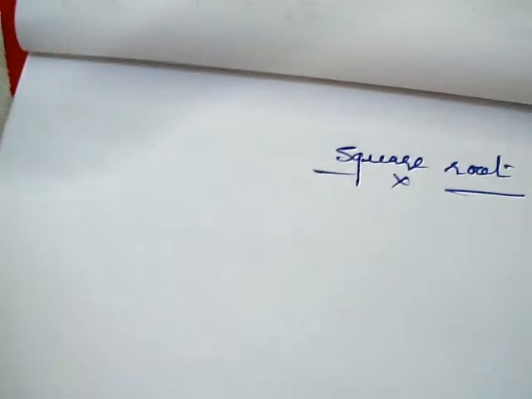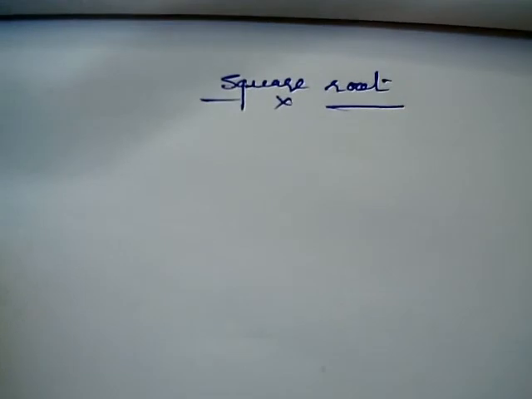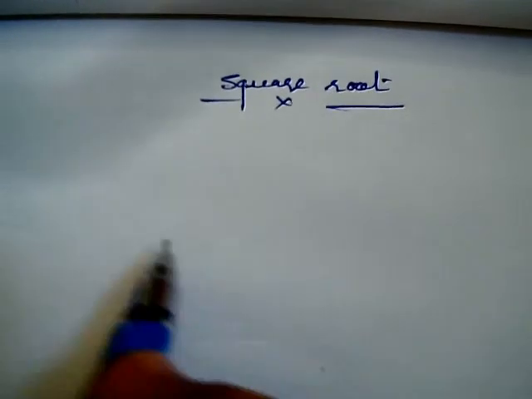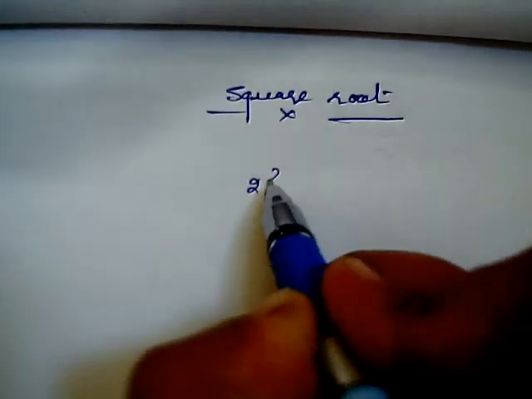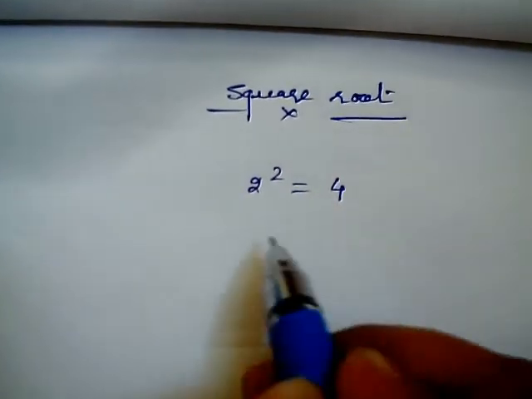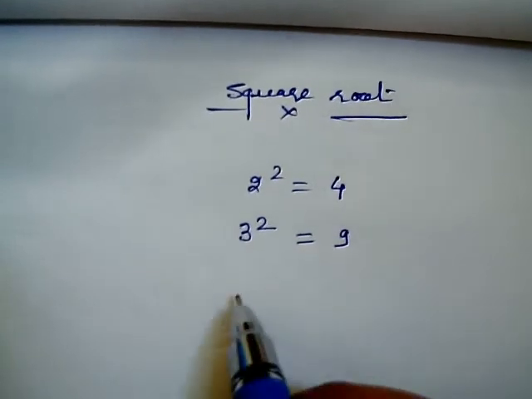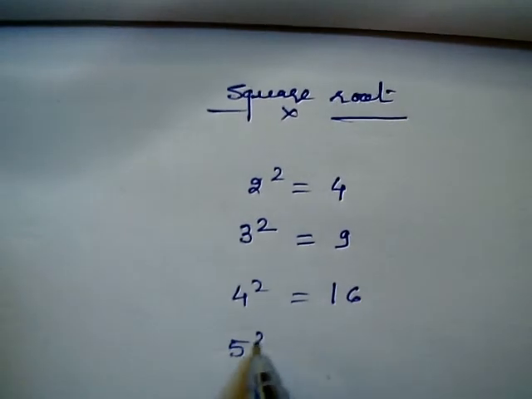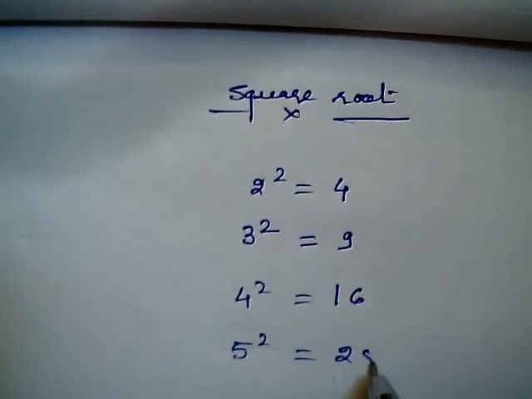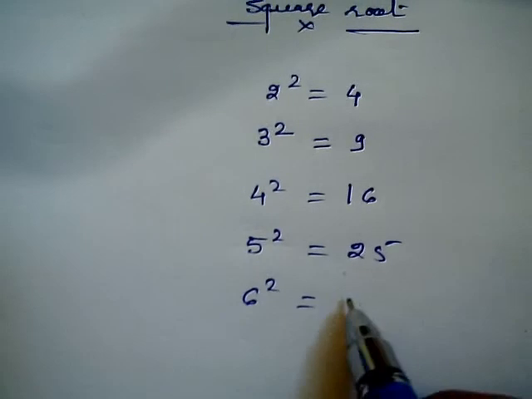Okay, now in this video I'm going to talk about the square root, and before starting the square root I'll write the squares of some numbers. Like 2 square is 4, 2 times 2. 3 square is 3 times 3, which means 9. 4 square is 4 times 4, 16. 5 square, 5 times 5 is 25. 6 square, 6 times 6 is 36.